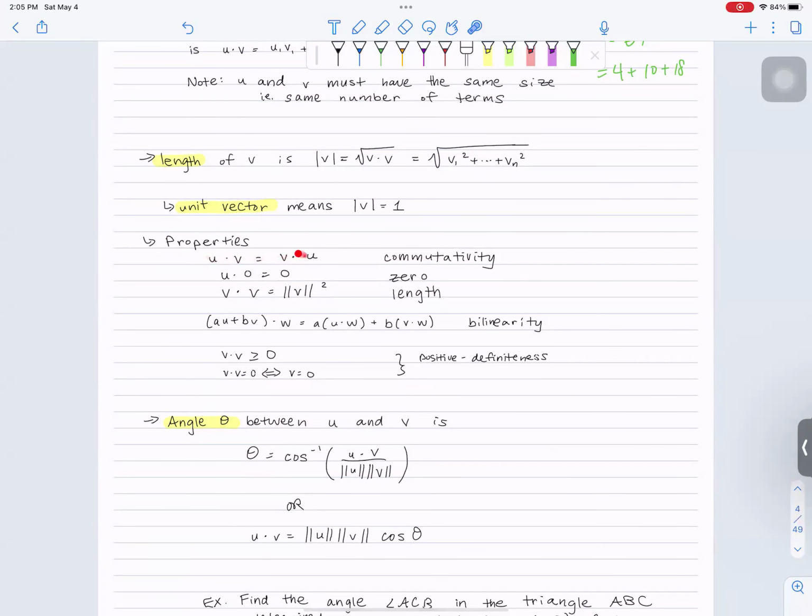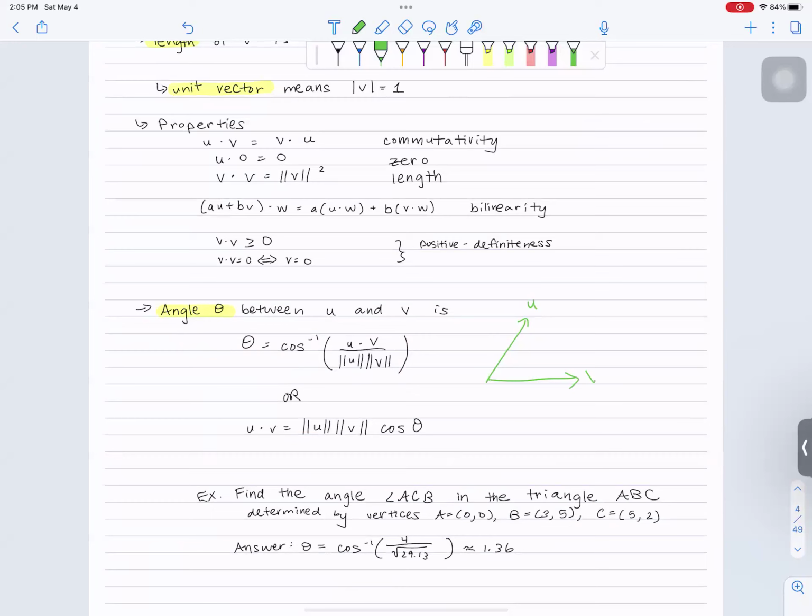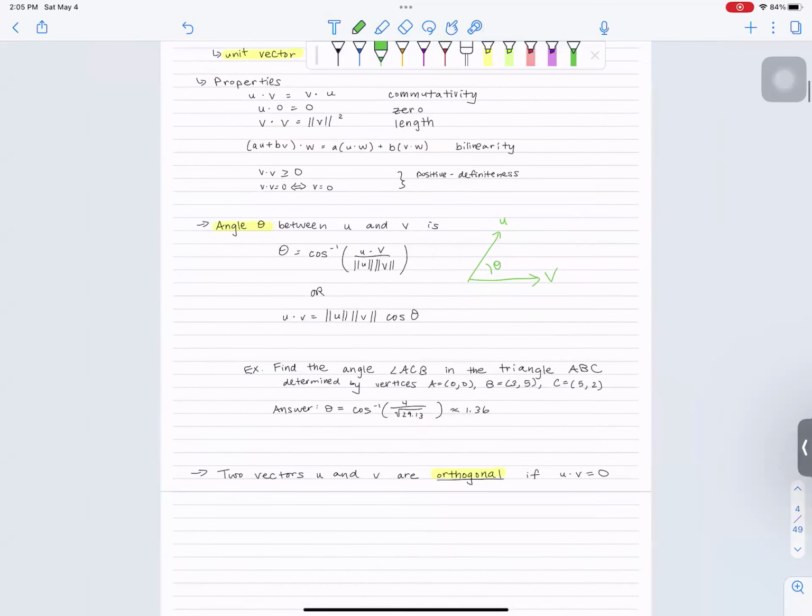If you wanted to find an angle between two vectors, u and v, this is the formula that relates their angle together. And so I have an example there. And remember, this is a very important fact: if you dot product two vectors and you get 0, that means that those vectors are orthogonal.